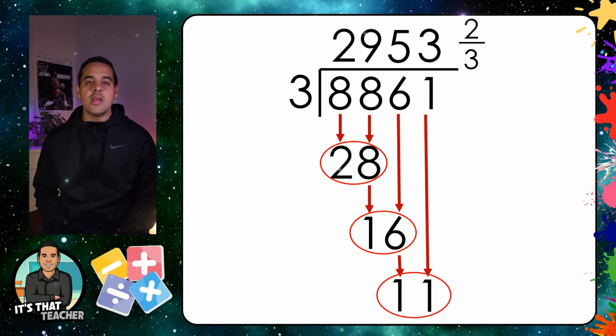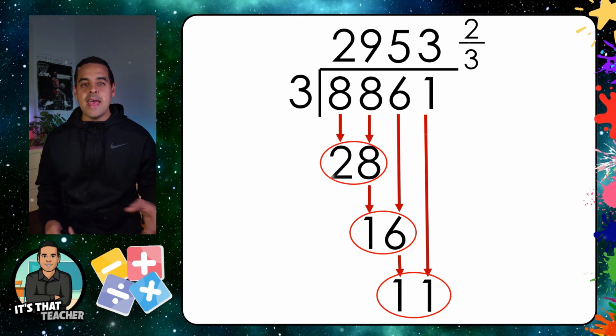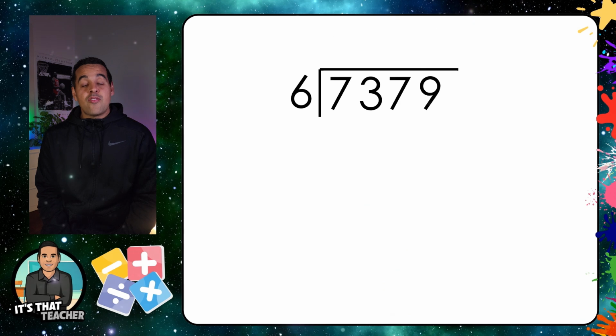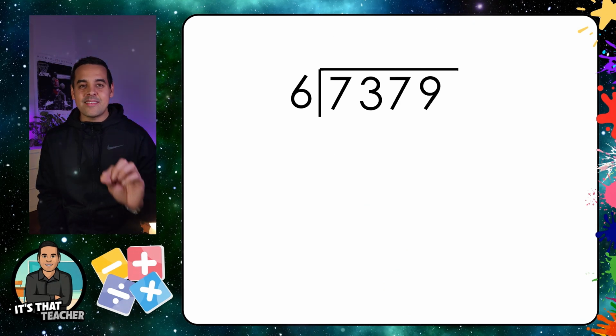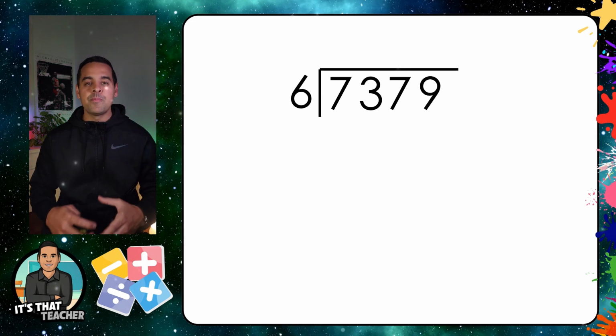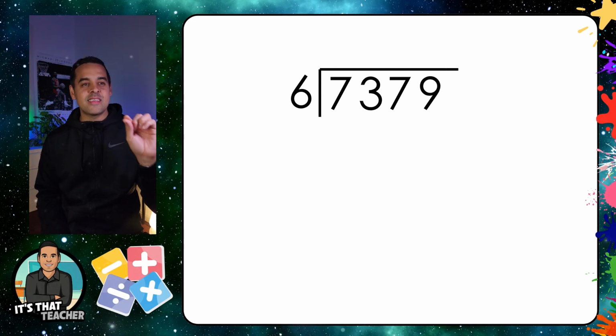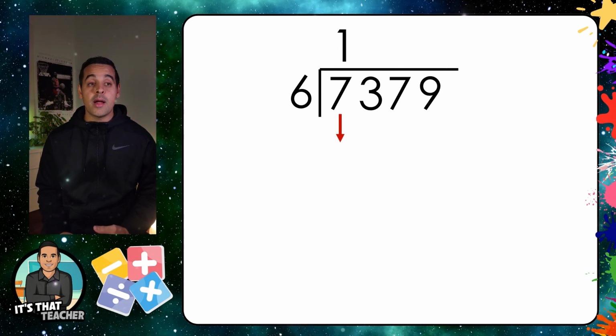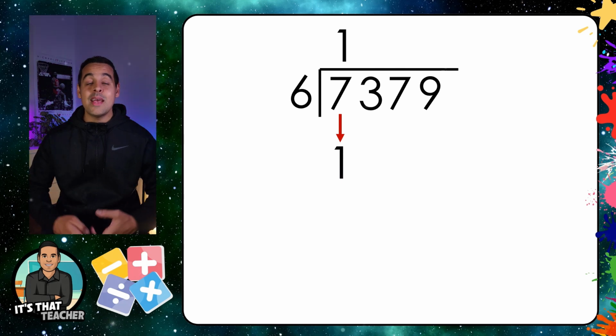So the answer here would be 2,953 and 2/3. Finally, our last example. The remainders are going to be decimals this time, using our long division method. How many 6s can fit into 1? That would be 1. Bring down the remainder, that would be 1.